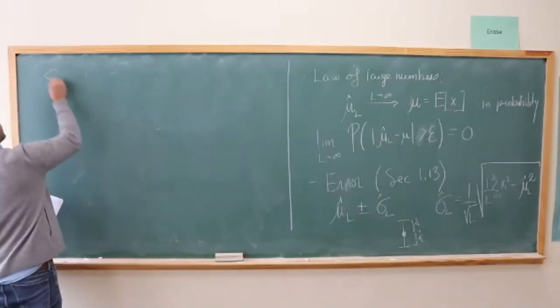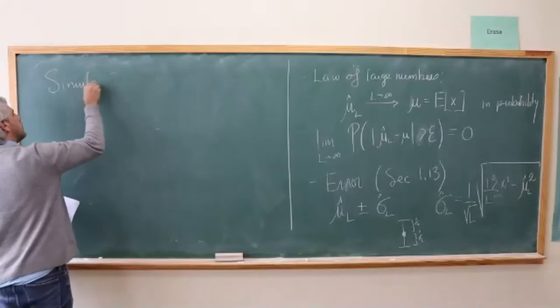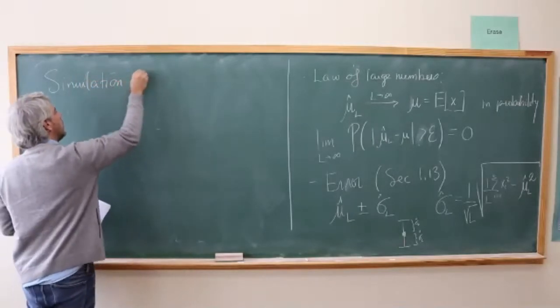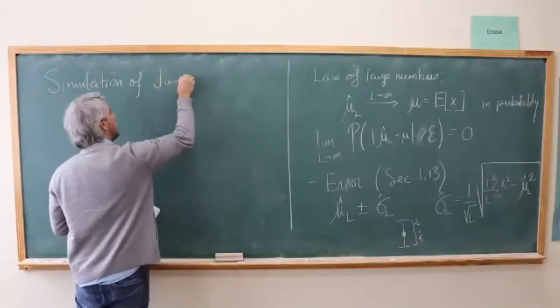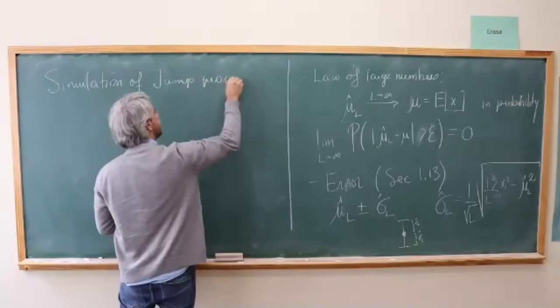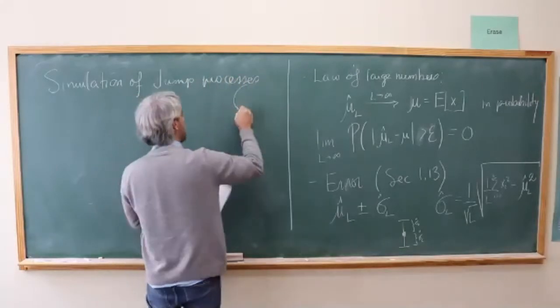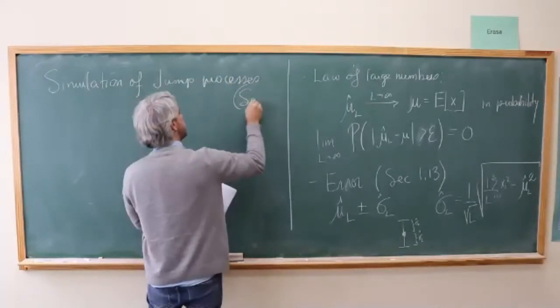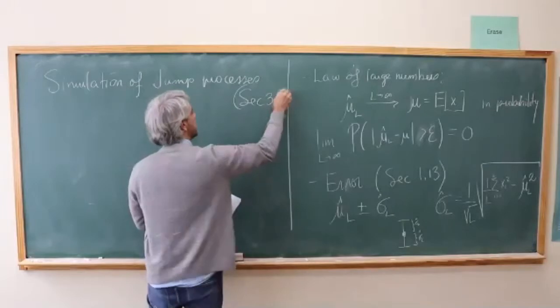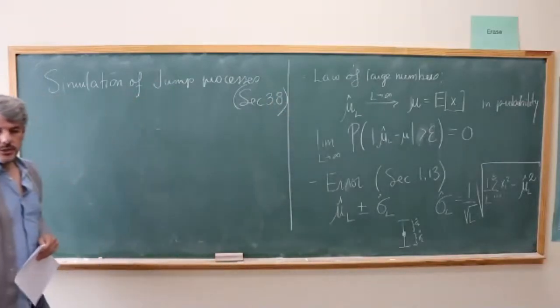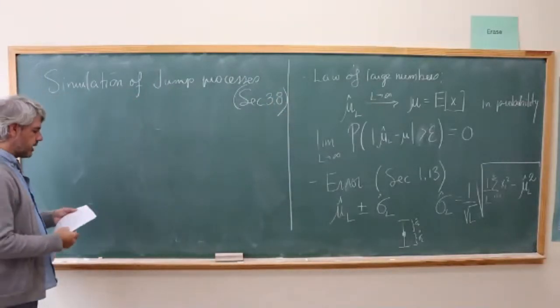Okay, so here I'm going to do simulation of jump processes. This is part of my lecture notes in section 3.8. So this is chapter 3 on continuous time Markov chains, and this is section 8.